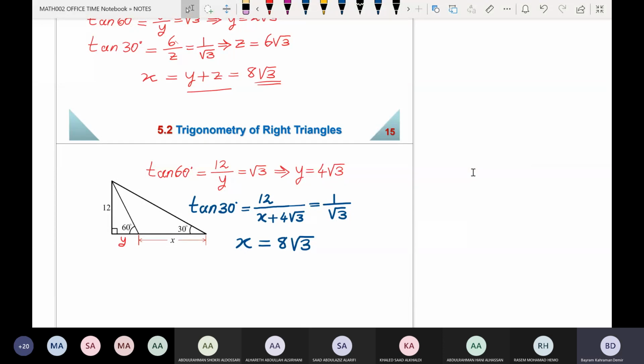Now let's look at this one. Again, we have a right triangle, and they are asking the value of x here. In this small triangle, in this small one here, I just said let this length be y here.